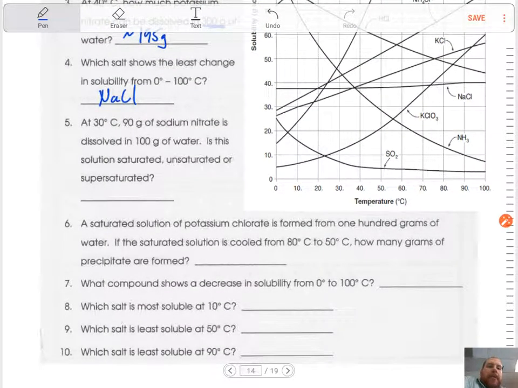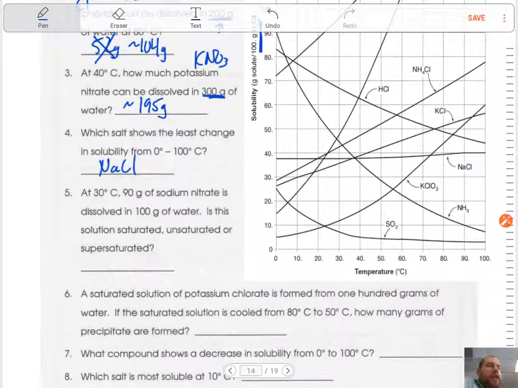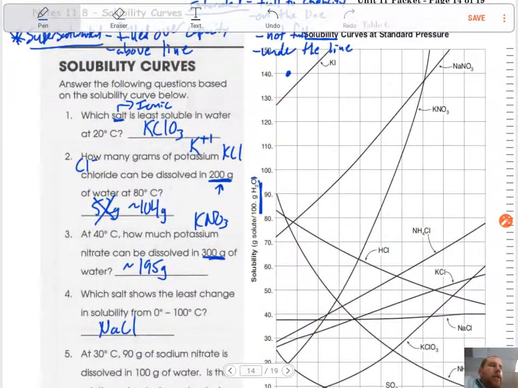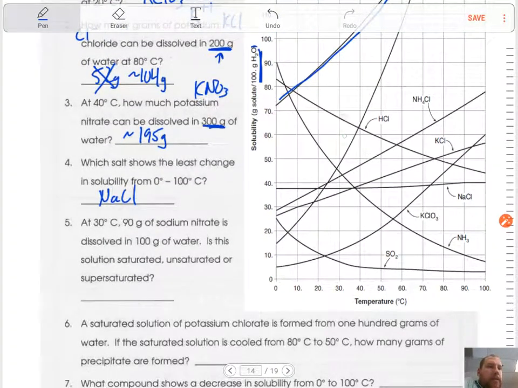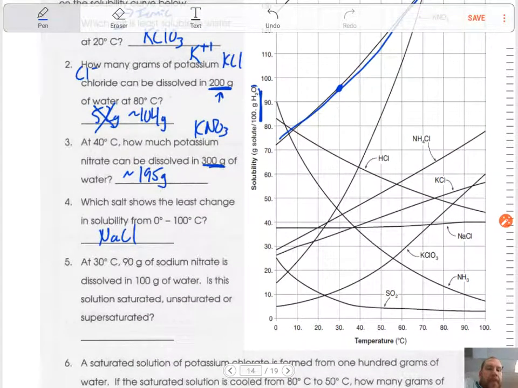All right, number 5, another take of a different type style question. This is where it's dealing with unsaturated, saturated, and supersaturated. 30 degrees Celsius, 90 grams. Oops, there's the bell. That was really long. 30 degrees Celsius, 90 grams of sodium nitrate is dissolved. So again, find sodium nitrate. All right, sodium nitrate's this guy way up here. All right, we've got 30 degrees Celsius. So I'm going to find my line right there.